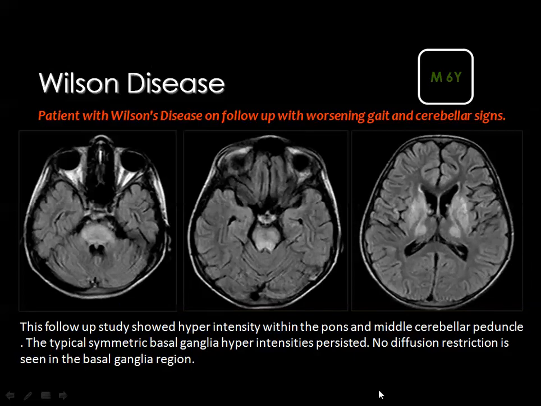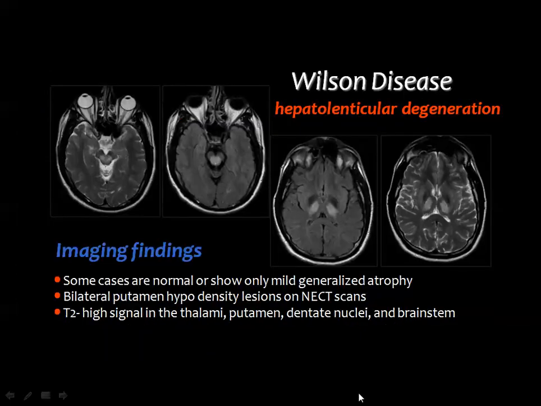And this patient is known to have Wilson disease on regular follow-up with worsening gait and cerebellar signs. And this follow-up study shows diffuse affection of the brainstem together with affection of the basal ganglia. And these basal ganglia lesions will not show diffusion restriction.